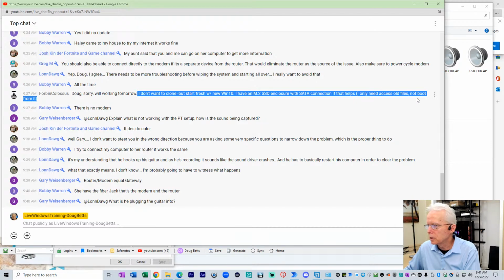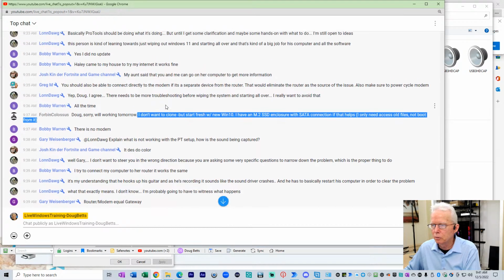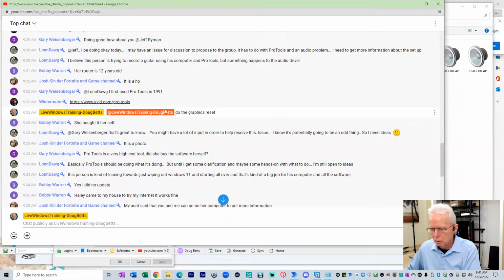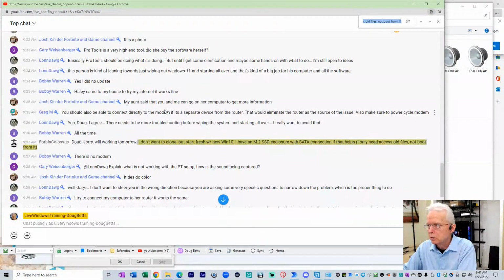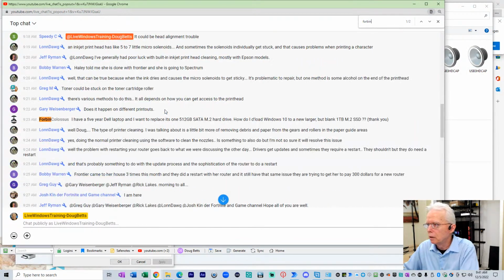I only need access to old files, not boot. Oh, you don't want to boot from it. Oh, I thought you said you wanted to boot from it.